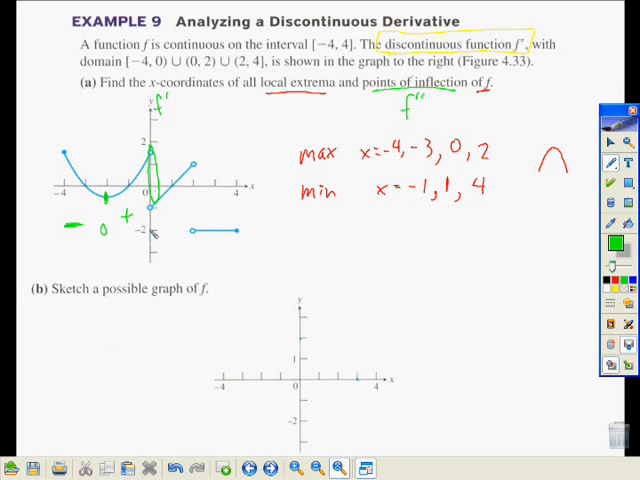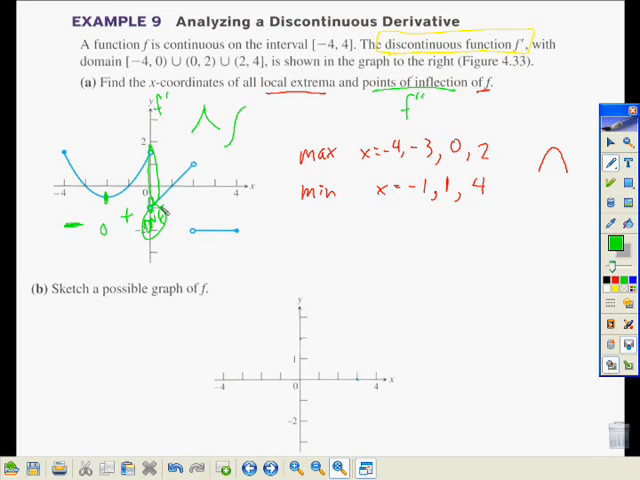Right here, it does not exist. There's no derivative here. It's not going to be one of our vertical tangents because this is just a jump. This is going to be a corner. There's a sharp turn from a positive derivative to a negative. So there's not going to be a point of inflection there.